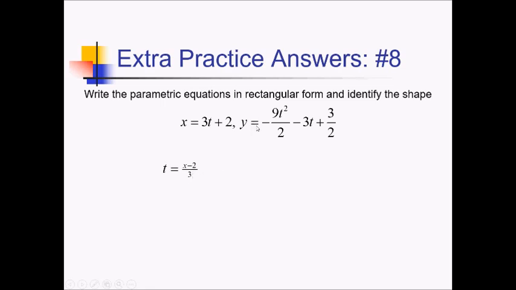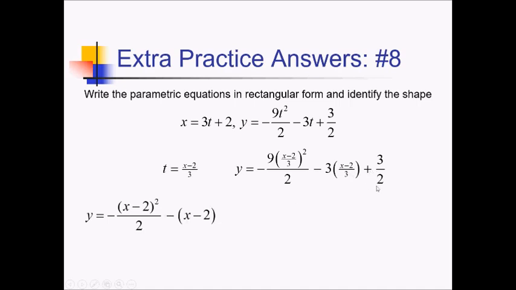So over here then, I can write y equals negative 9 times ((x minus 2) over 3) squared, over 2, minus 3 times this whole thing. And then that plus 3 halves is the same as before. All right, I'm going to simplify this a little bit. So one thing I'm going to do, I can square this parentheses. That leaves me with (x minus 2) squared over 9. But this over 9 and this 9 are going to cancel. So I really just end up with negative (x minus 2) squared, the whole thing over 2. And then over here, these 3's cancel, leaving me with just minus (x minus 2). Still have the plus 3 halves.